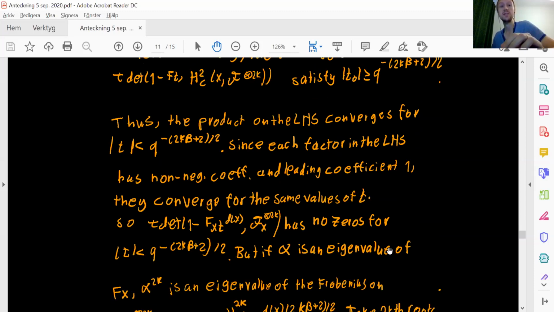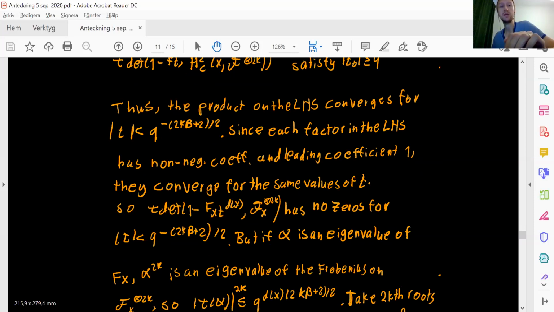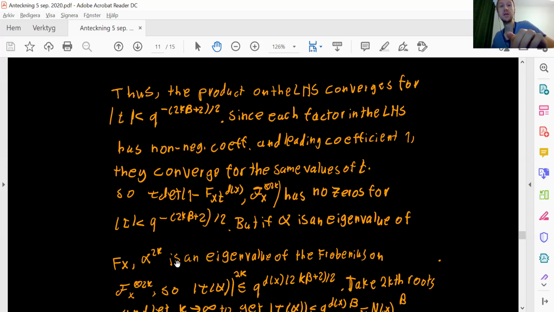But now if alpha is an eigenvalue of the geometric Frobenius, then you know that alpha^{2k} is an eigenvalue of the Frobenius of this 2k tensor product. So this implies that the absolute value of tau alpha^{2k} is less than or equal to q^{d_x (2kβ+2)/2}, where d_x is the degree of the residue extension.